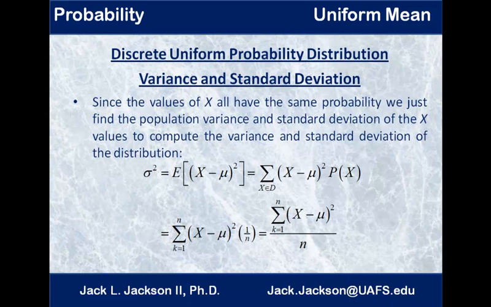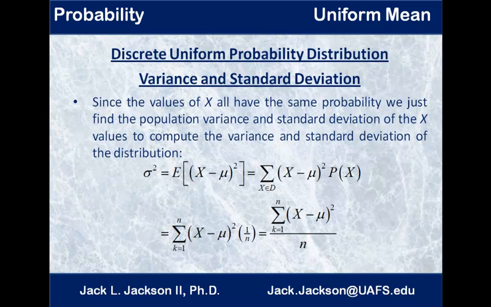So notice that sigma squared, which is the variance, is the expected value of (x minus mu) squared. So it's (x minus mu) squared times p of x. But all the p of x's are just 1 over n. We can factor that out or write it as a fraction with that n in the denominator. And what are we doing? We're adding up, from k equals 1 to n, all the (x minus mu) squares, dividing all that by n, and that's exactly what we computed for the population variance before.